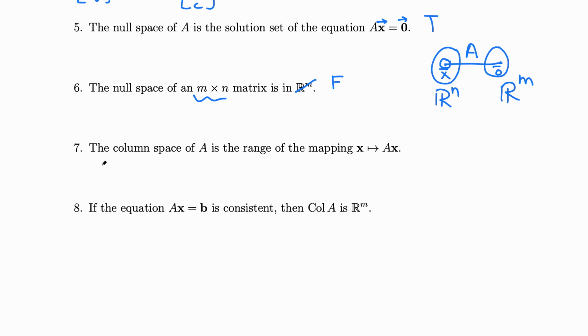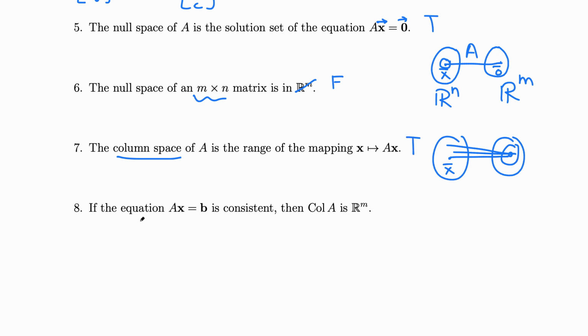Number 7, the column space of A is the range of the mapping x to Ax. Yeah, that's true. It's just mapping x to Ax. Whatever x's are mapped here, that's the collection, that's the column space. That's true.